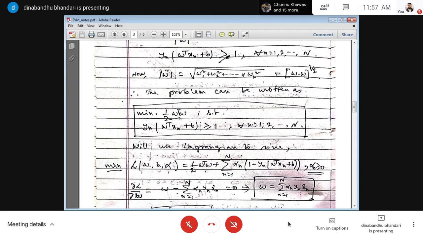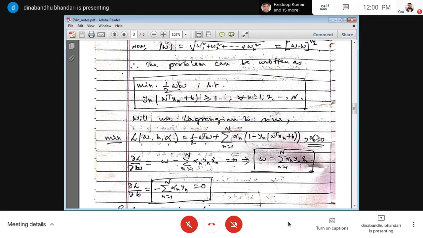So it's like, what shall I say, you wanted a simple solution. Differentiating gives alpha n yn xn, and the last term is alpha n yn b with a minus, and that has no w present, so that would be 0. So if I differentiate this Lagrangian function with respect to w, it becomes this one. This gives us w equal to the summation of alpha n yn xn.